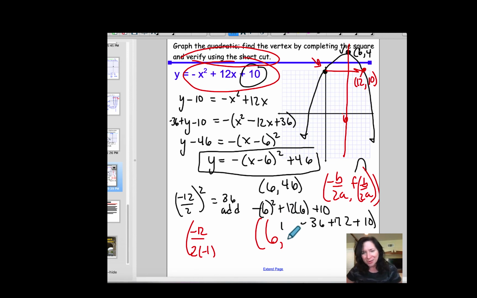I always like it when we get the right answer. So that's my vertex, again just verifying it another way. But hey, use your calculator. Your calculator is your friend.